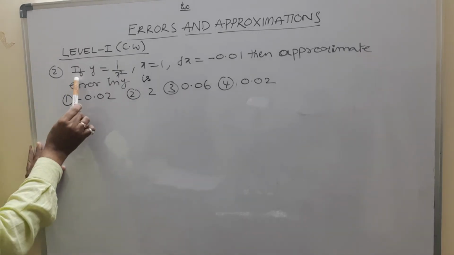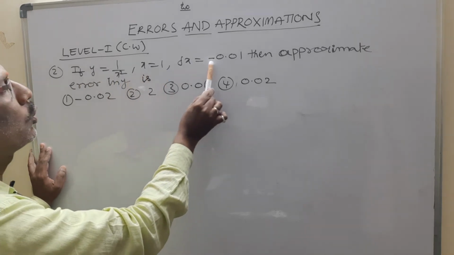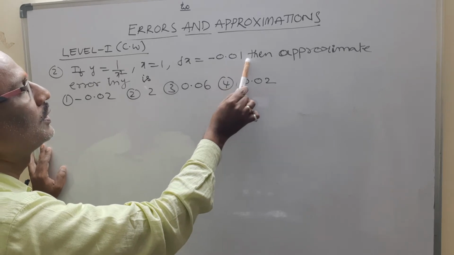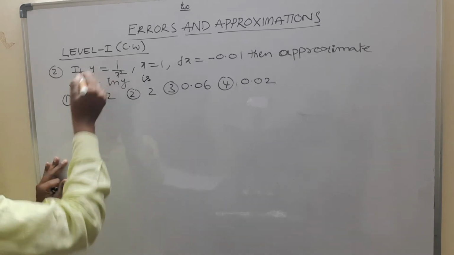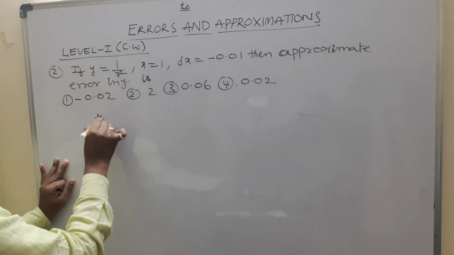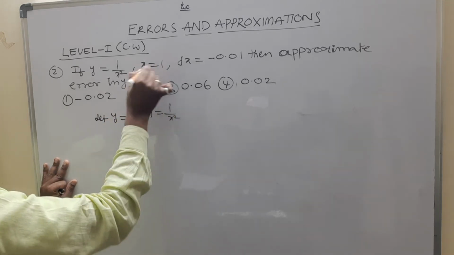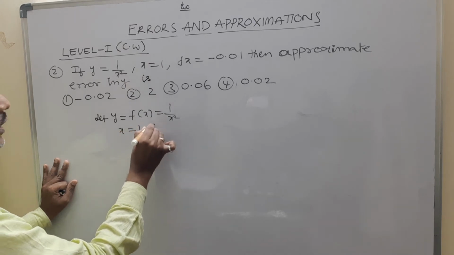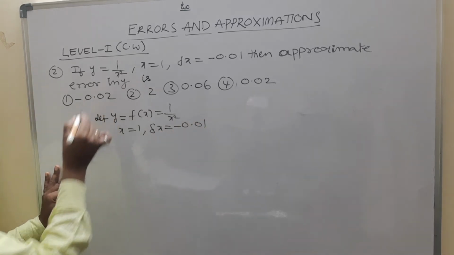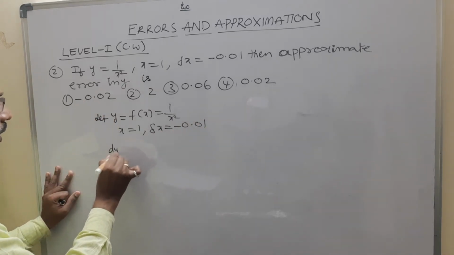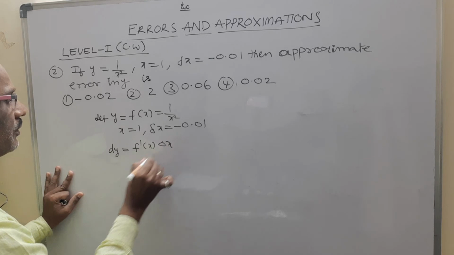Question number 2. If y is equal to 1 by x square, x equal to 1, delta x equal to minus 0.01, then find the approximate error in y. These are the four options. In this question, let y is equal to f of x equal to 1 by x square, x equal to 1, delta x equal to minus 0.01. Approximate error in y, that means dy. dy is equal to f dash x into delta x.